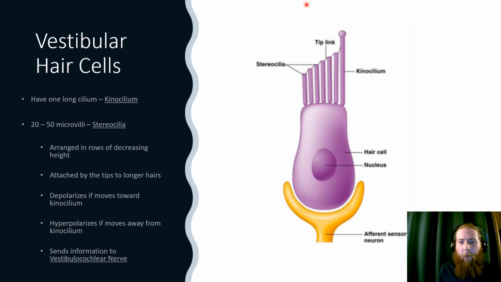They are going to depolarize or hyperpolarize based on the direction that they move. So if these stereocilia move towards the kinocilium, they are going to depolarize, and if they move away, they're going to hyperpolarize. And this gives your brain information on how it's moving. These signals are going to travel through the cell. They're going to go through this afferent sensory neuron, down the vestibulocochlear nerve, and down to the brain, where it's going to make sense of the signal and tell you which direction your head is moving, where you're oriented in space.